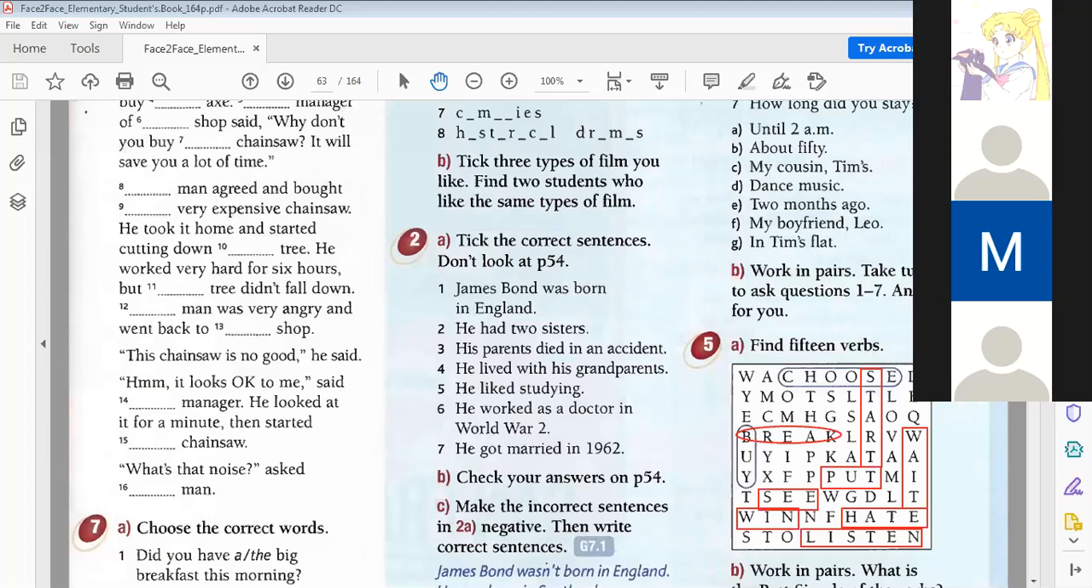Okay. Any others? Can we find any others? Let's count. Do we have 15? Let's see. Do we have do, D-O? Where's do? Is it horizontal or vertical? I can't see do. We have cry. Where's cry? Column.